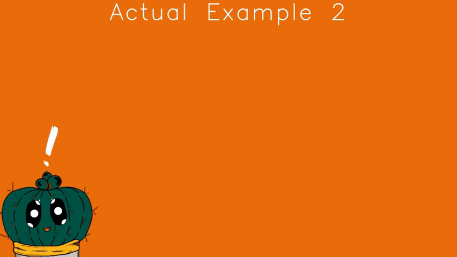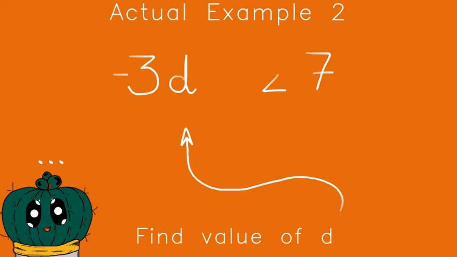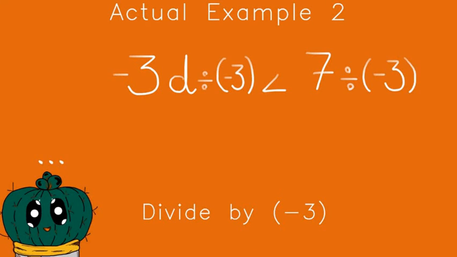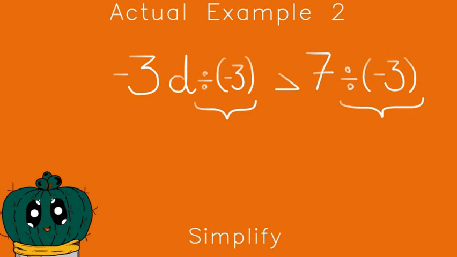Let's go through another example, in this case dealing with negative numbers. Say you're given the following inequality: negative 3d is less than 7. Because we want to find the value of d, we need to get rid of the negative 3. We can do that by dividing by negative 3 on both sides. The most important thing not to forget is that because you are dividing or multiplying by negative 3, or any negative number for that matter, you have to flip the symbol. We flip the symbol, and then we're ready to simplify the equation.